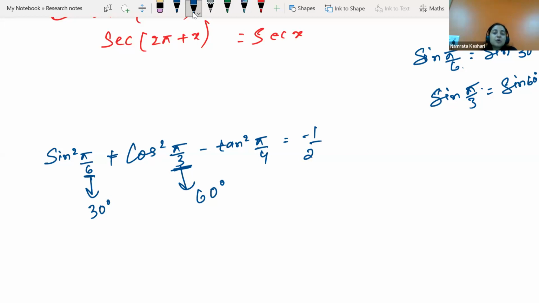Okay, pi by 4 means, let's check it. Pi by 4 means 180 divided by 4, 45 degree. Okay, pi by 2 we already know. Pi by 2 means 90 degree. Pi by 6 means 30 degree. Pi by 3 means 60 degree. Pi by 4 means 45 degree. Getting it? Quick, quick, quick.